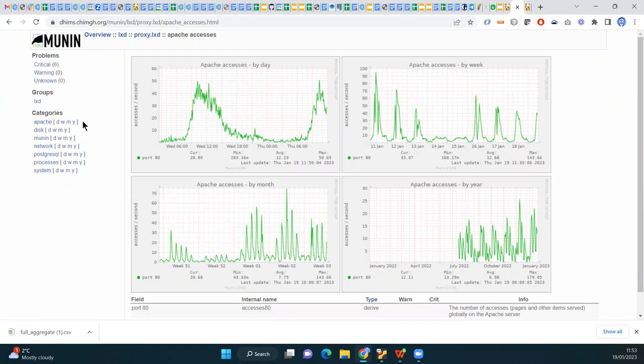There's a plugin that's missing on here that hasn't been installed, which is the Tomcat plugin. We need to talk about this: we haven't enabled the Tomcat plugin on Munin. The Tomcat plugin has some quite useful information to look at as well. Unfortunately, we won't be able to look at it here now because it's not plugged in.